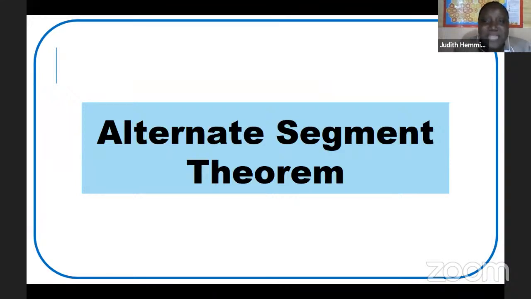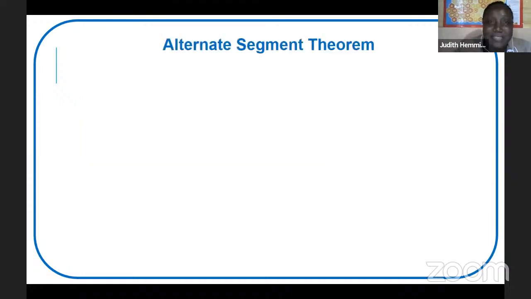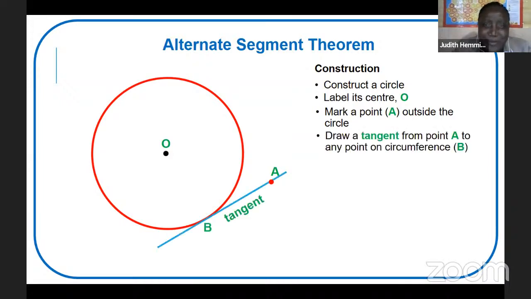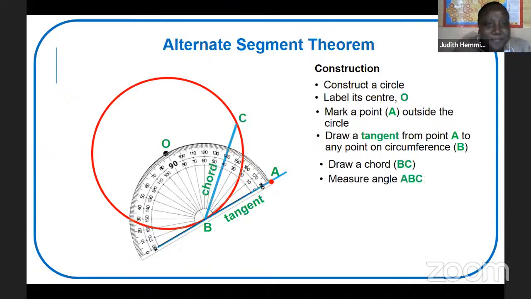So we are going to be taking a look at another theorem that is referred to as the alternate segment theorem. All right. So let us see what that involves. So again, we construct our circle. We label it center O. We construct a point outside. So immediately you know that a tangent is coming up, right? So we draw a tangent line or tangent AB. We draw a chord BC. We are going to be measuring that angle that is formed between that chord BC and the tangent.